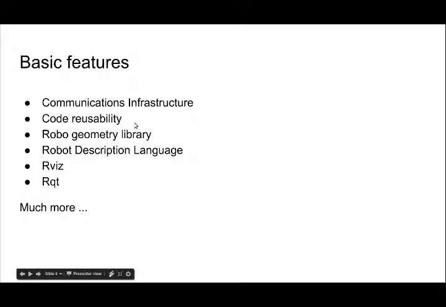Code reusability, as I just said, you can just swap those codes. If you like your sensor code, you can copy it and use it in another project. You don't have to recreate it. So that's a use. And the main thing, the robot geometry library. Not everybody is good with maths, right? Not every person is good with maths.